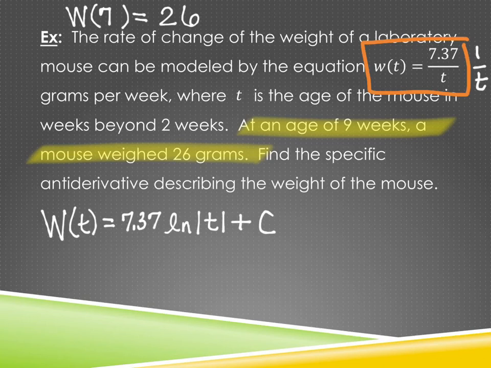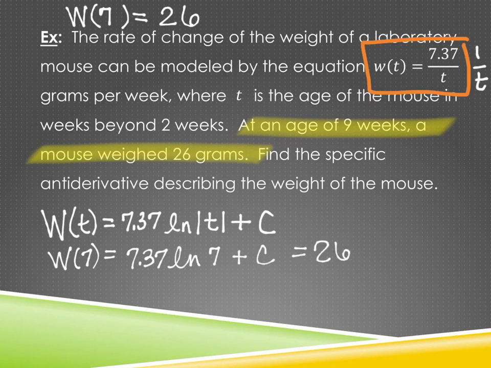So if I use that information down here, I can put the 7 in for t. So 7.37 natural log of 7 plus C, and it should equal 26 grams. And we'll solve. So 7.37 natural log of 7 is 14.3414, or 14.34136, I guess. It doesn't matter. We're going to round it off at 3 decimals in a minute anyway, but we'll just keep a few extra for the moment. Equals 26.